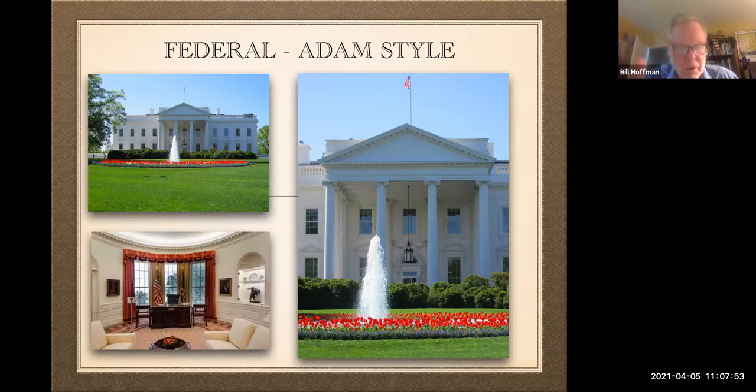So the picture on the bottom left is the Oval Office in the White House. Inside a federal style home, you will often see the domes and lots of classical embellishments that you will typically not find in Georgian homes. So it was the Roman influence with the dome that made the federal style quite interesting.